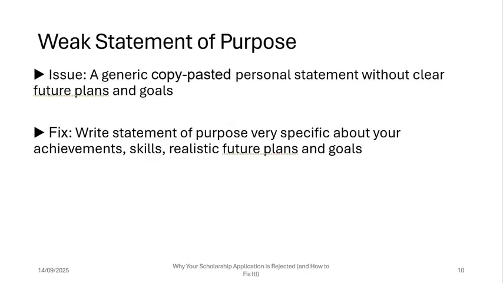The next rejection reason is a weak statement of purpose, because you again make the same mistake. You copy and paste it from somewhere else, or you take a general one from the website and just change your name and apply, and you don't specify your interests, your future plans, and the goals you want to achieve after meeting those future plans. So what you need to do is write a very clear, purpose-based, specific statement, and write about your achievements, your skills, and your experiences in the similar area of interest, and come up with some future plans which are realistic and can be achieved.